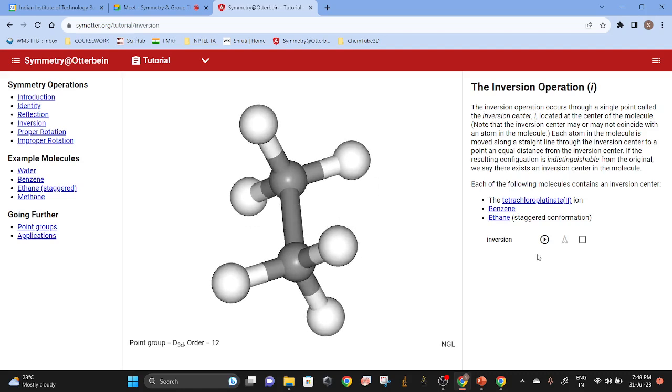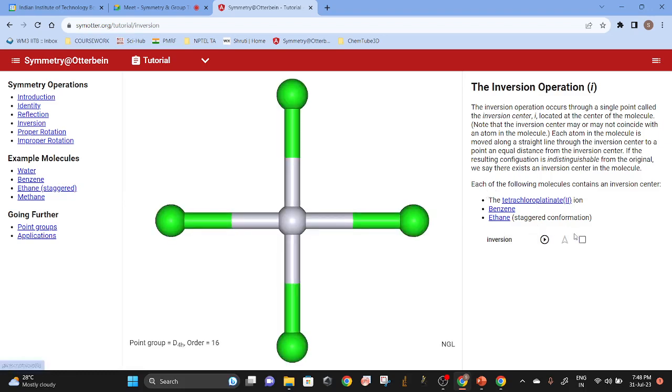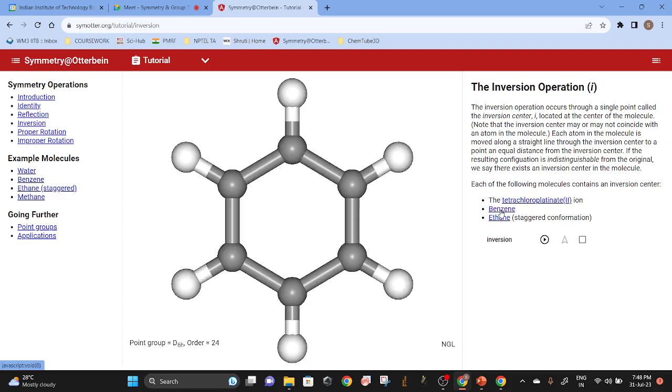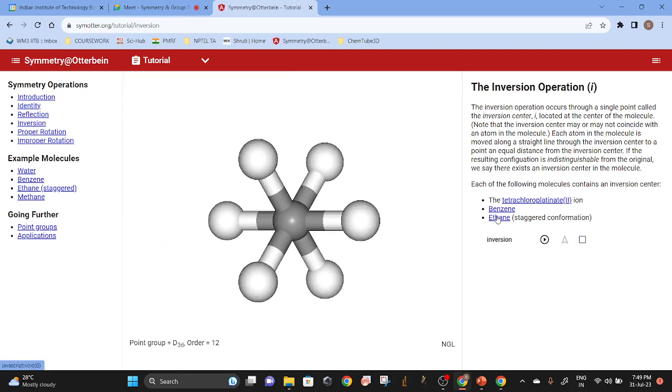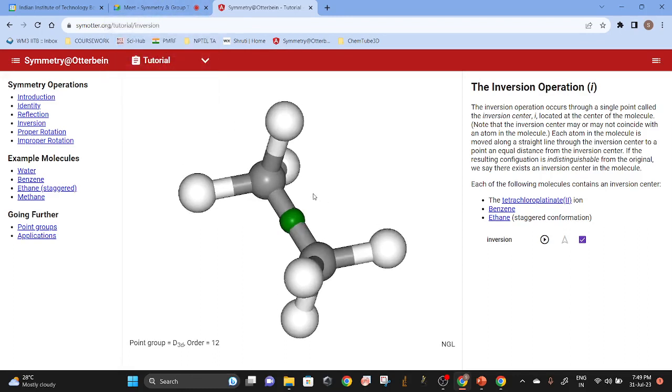So now let's see the center of inversion, where it is lying. Okay, for this one, the center of inversion is on the bond itself. As I told, for this molecule, the center of inversion is the atom itself. You have to reflect through this atom. For benzene, the center of inversion is in the space, no bond, no atom. For ethane, the center of inversion is on the bond. So the point I am trying to make is the center of inversion can be anywhere in the molecule or surrounding the molecule in space. So you really need to have a 3D visualization. 2D will not work, because if it is in space, how will you know?